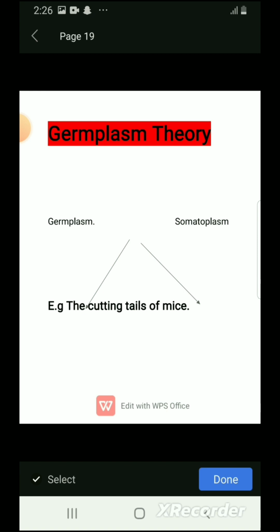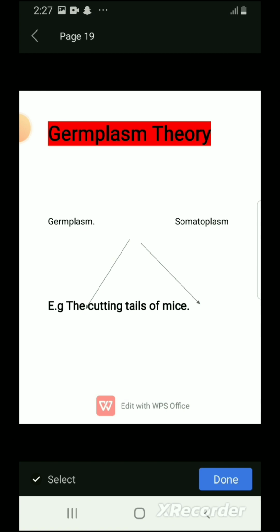Then, to prove their points, they actually made an experiment. They brought mice, like small rats, and they cut the tail of the mice. The tail is actually a somatic material of the body, because it doesn't contribute to the reproductive system or the reproductive process of the mice. They cut the mice's tail and went further to make it mate with another mouse.